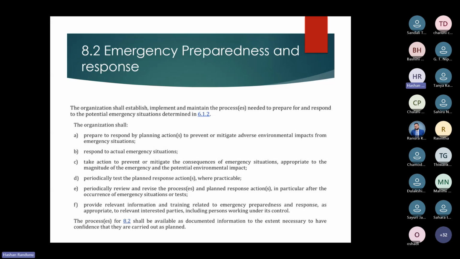Since we take fire as the example for a potential emergency, the organizations provide fire training to their fire team, right? So the organizations train their teams to respond to those emergencies. Those are the kinds of things organizations normally do to respond to emergencies. So we took fire as an example, right?